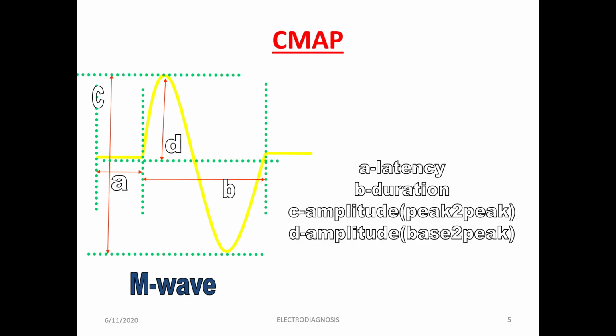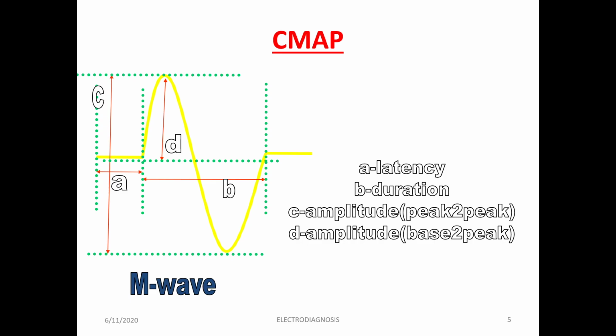Now amplitude. That is the highest point and the lowest point, so that will be the peak to peak amplitude. In this example it is C. Whatever you can see, trace the alphabet C, and it will show you the peak to peak amplitude. Amplitude may also be given from base to peak. This is baseline and this is peak, so that is base to peak. Clear? So amplitude has clinical value.